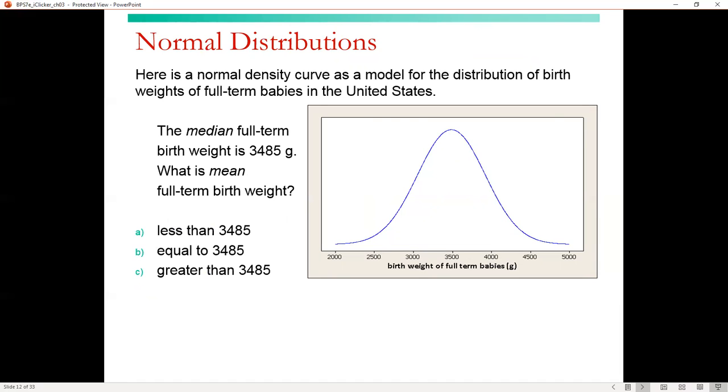Here is the same normal density curve. The median full-term birth weight is told to us to be 3,485 grams. What is the mean full-term birth weight? In this example, the mean will be equal to the median because of the symmetric distribution.